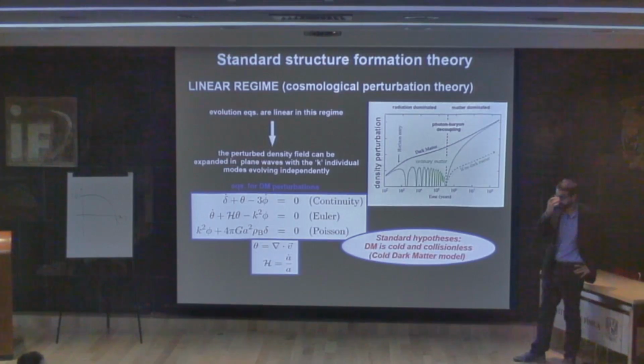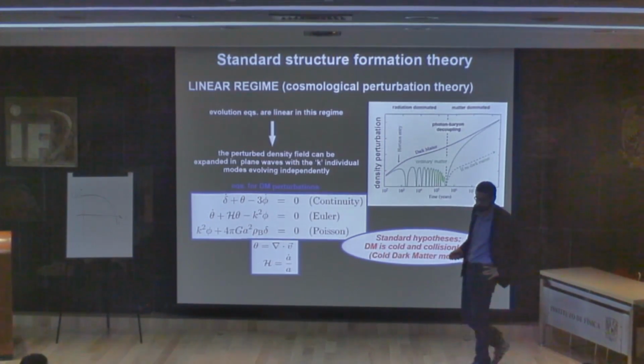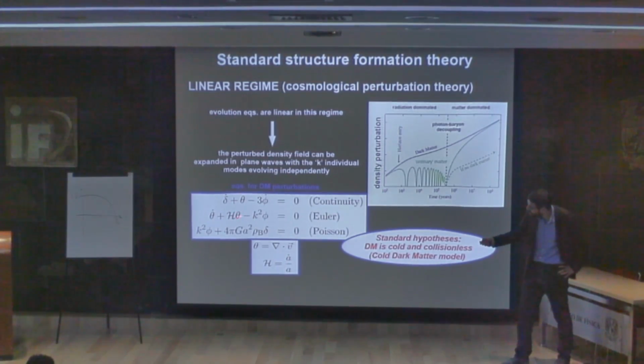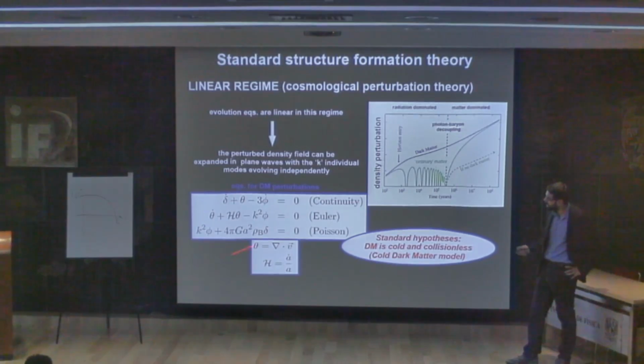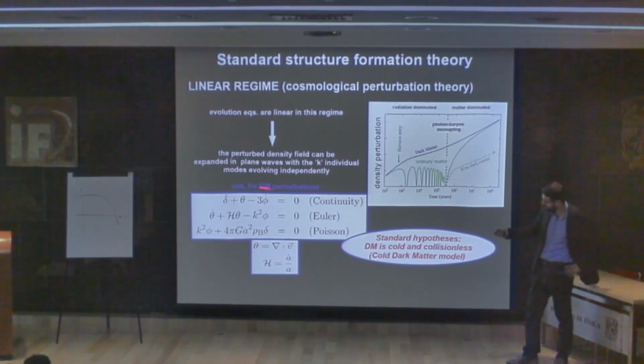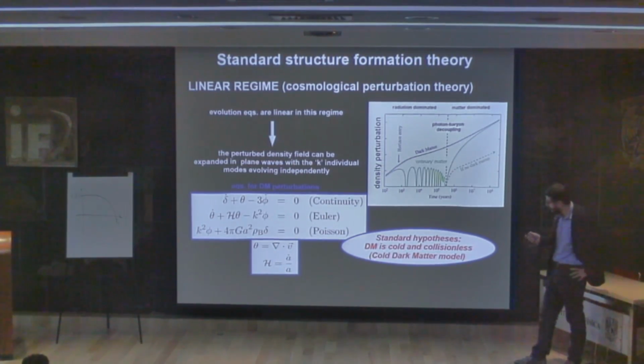Yes? What is phi? Yes, this is the gravitational potential. Sorry, this is the Hubble parameter. Here you essentially, basically this is just conservation of mass, the Euler equation, and the Poisson equation.